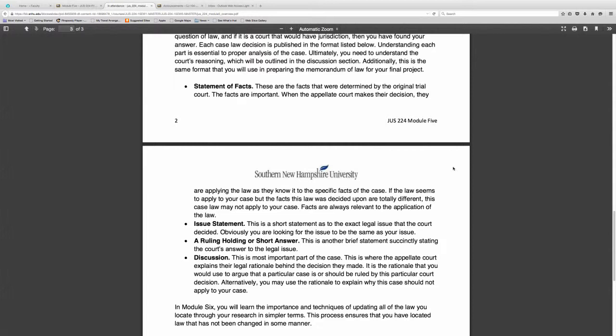Then there's an issue statement. This is a short statement as to the exact legal issue that the court's going to decide. And obviously you're looking for the issue that's the same as your issue. Not almost the same, has to be the same as your issue. A ruling, holding, or a short answer. And this is a brief statement succinctly stating the court's answer to the legal issue. And then finally a discussion of how they got to that answer.